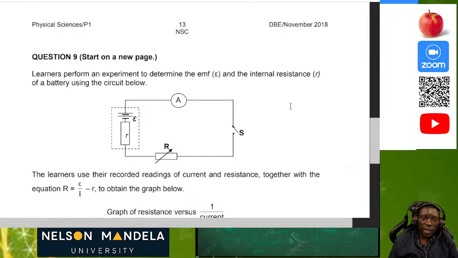So this one says, learners perform an experiment to determine the EMF E and the internal resistance r of a battery using the circuit below. So you've got internal resistance showing and E on the dotted section at the left of our circuit, which is basically the battery. And there is a variable resistor. That kind of electrical symbol shows it's a variable resistor, meaning you can vary its resistance. And we have current and a switch.